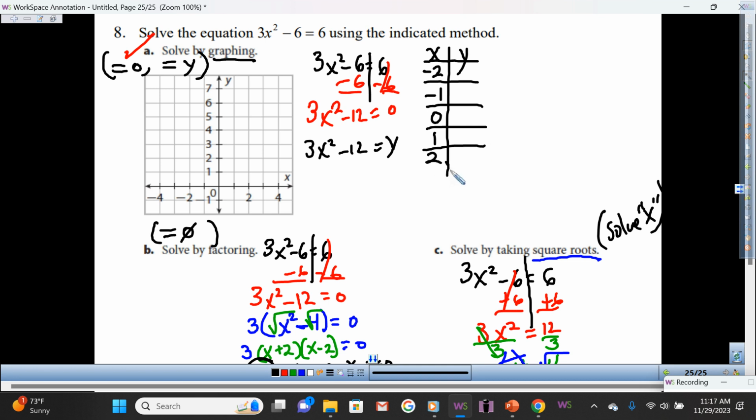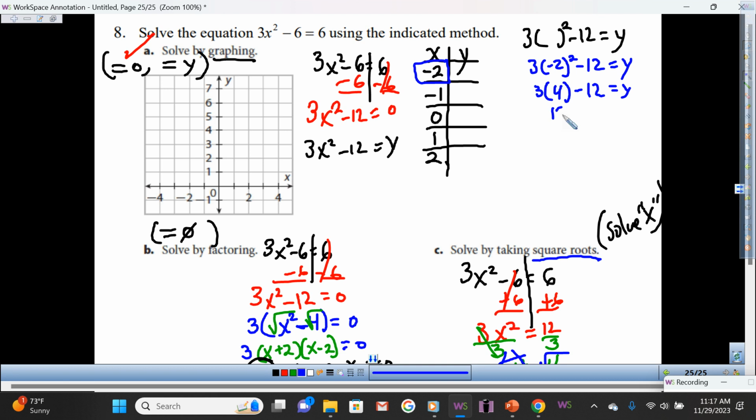All right, we're going to do the two first values using the equation. So I'm going to write the equation over here. 3 parentheses squared minus 12 equals to y. So here goes the first value. What is my first value for x? Negative 2, right? So I'm going to write 3 negative 2 squared minus 12 equals y. So what is negative 2 squared? 4. So this is 3 times 4 minus 12 equals y. So what is 3 times 4? 12 minus 12 equals y. So y equals 0.